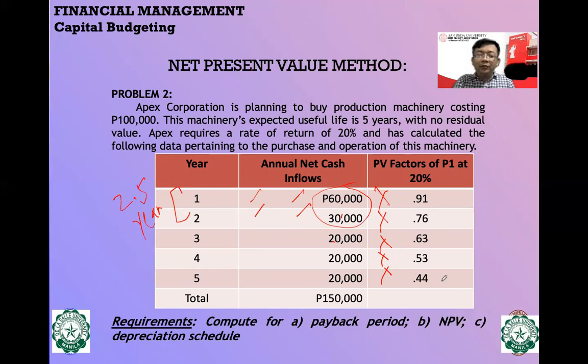NPV, just multiply the 2. Okay naman, sige nga. Bago tayo, ito na yung pinakalas natin. Sige nga, compute mo nga, NPV.